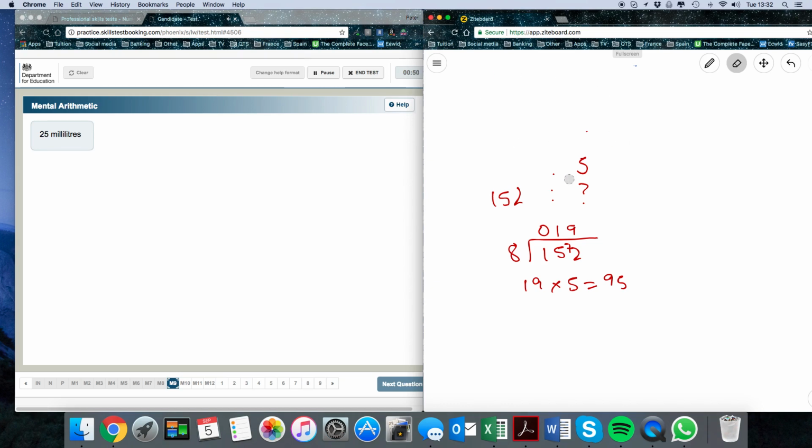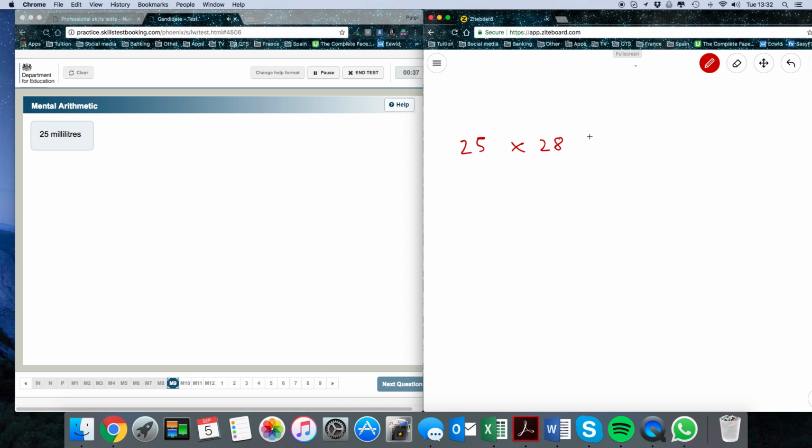For a practical task, a primary teacher needs 25 millilitres of liquid for each pupil. There are 28 pupils in the class. How many millilitres of liquid are needed?